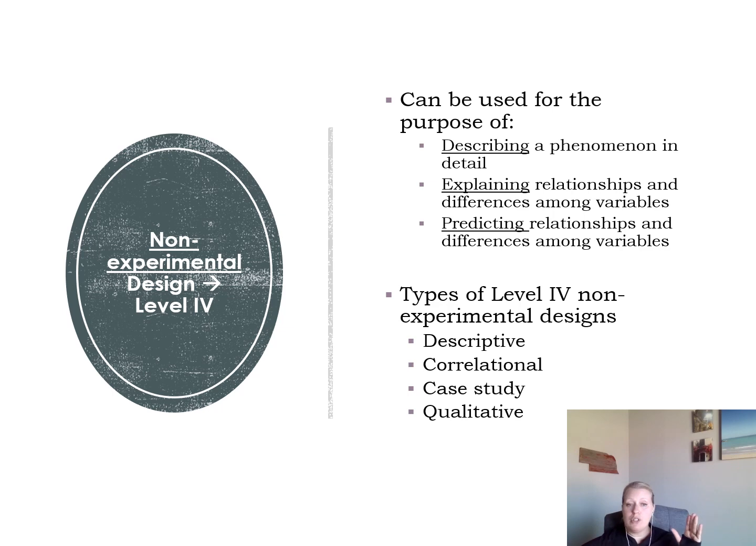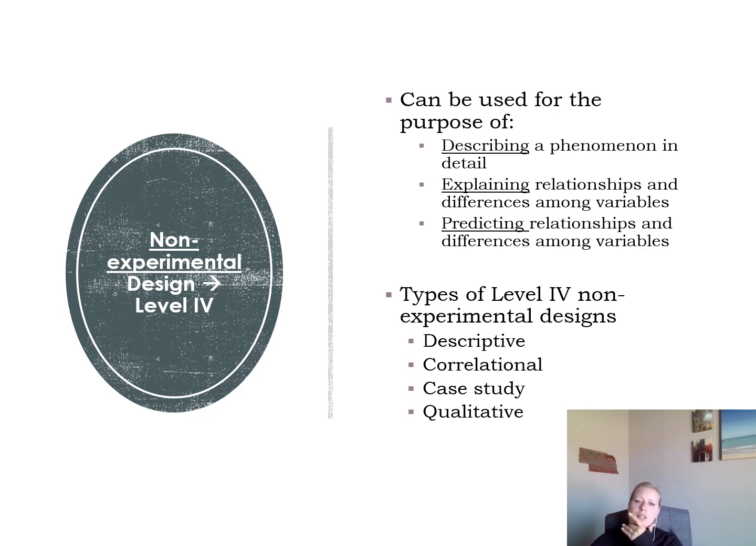Okay, so level 1 was its own thing, right? It's a bunch of studies all together that you're looking at. Level 2 is a single experiment, so you have an intervention. Level 3 is a single experiment, you have an intervention, but there's no randomization. Level 4 is non-experimental. It's still quantitative. You're still measuring and using numbers, but you're not doing an intervention. You're not doing any sort of experiment.